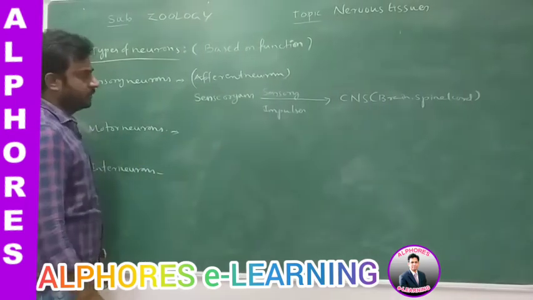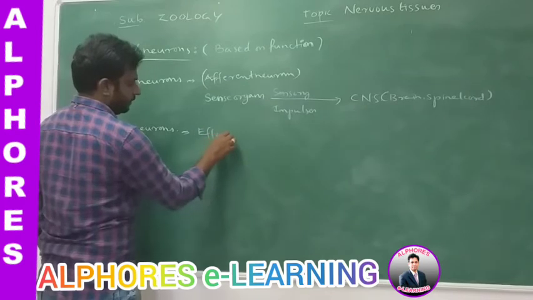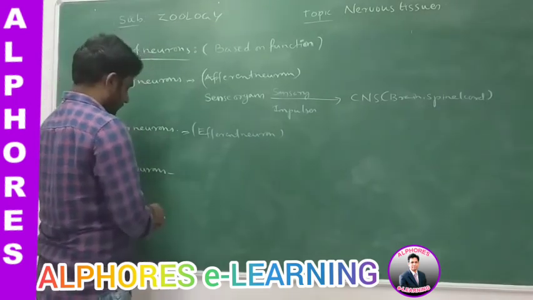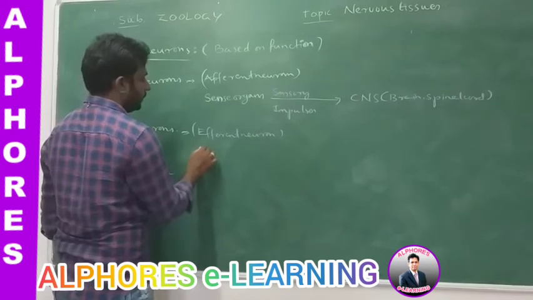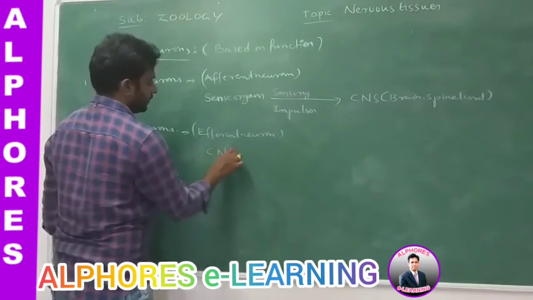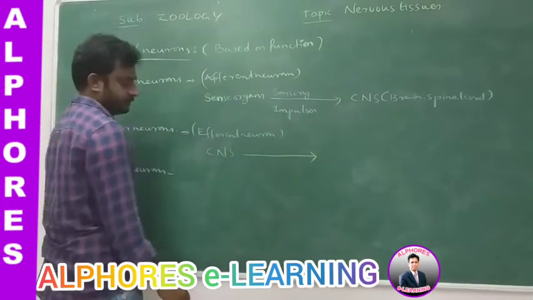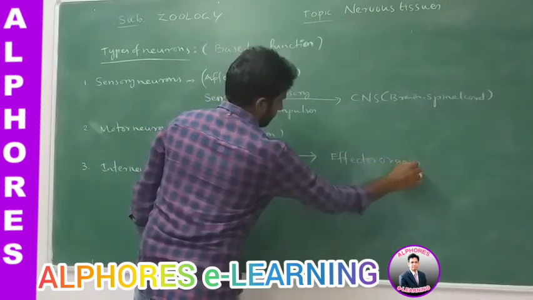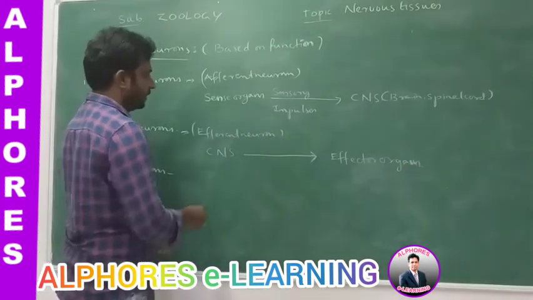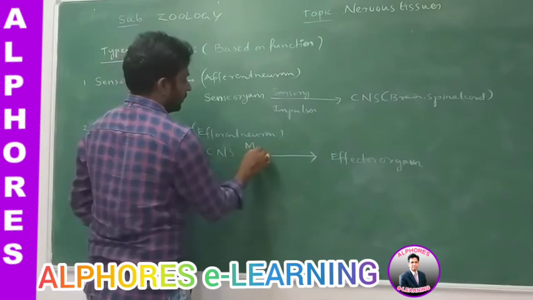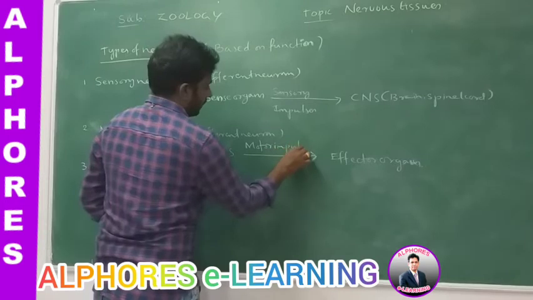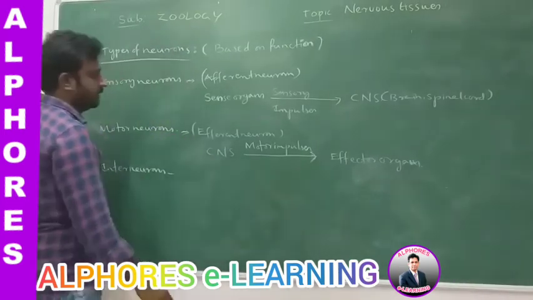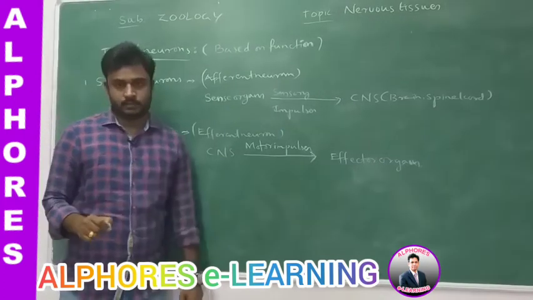Next, the second one is the motor neuron. Motor neuron is also called an efferent neuron. Motor neurons conduct the motor impulses from the CNS, which means brain and spinal cord, to effector organs. They send the impulses from the CNS to effector organs, and these impulses are called motor impulses. Motor impulses arising from the CNS are carried to the effector organs through the motor neurons. Second type of neurons.